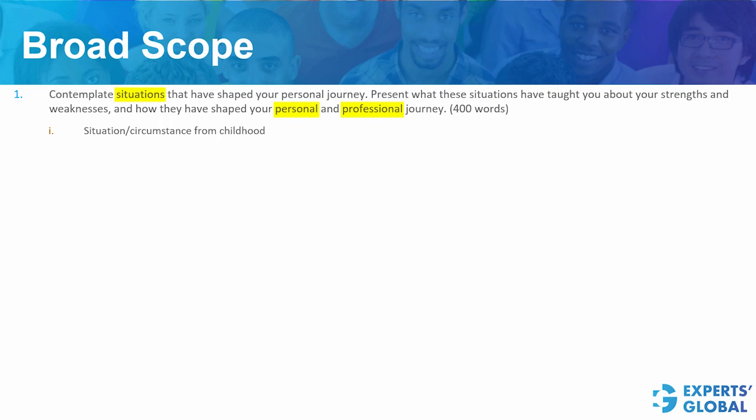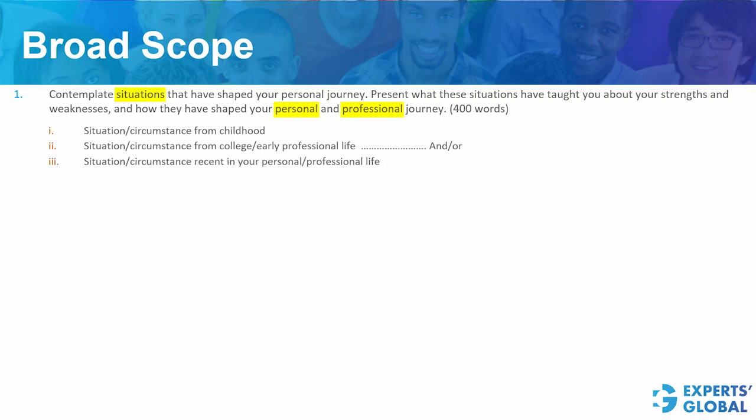Similarly, the scope includes situation or circumstance from your college days or early professional life and/or a recent personal or professional situation or circumstance. You must expand upon how these situations, circumstances have shaped you as a person and professional. Duly include the strengths and weaknesses, implicitly or explicitly.